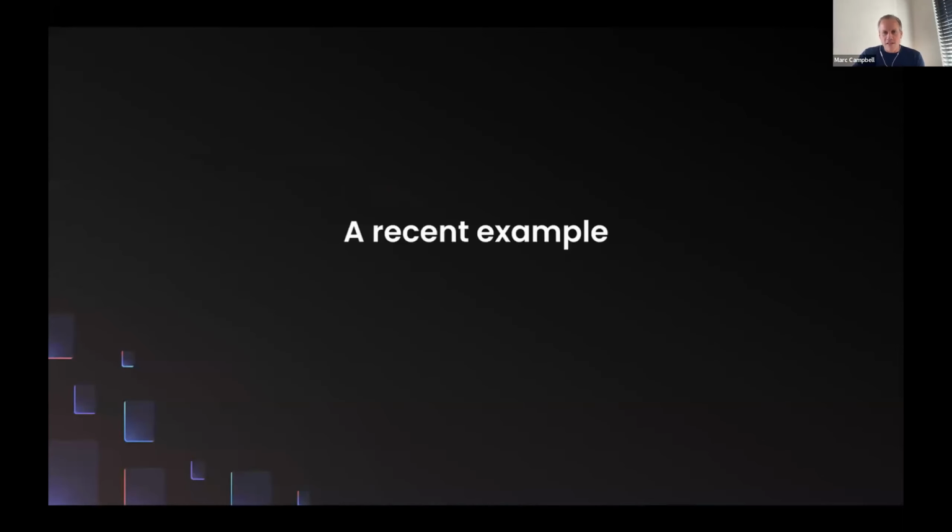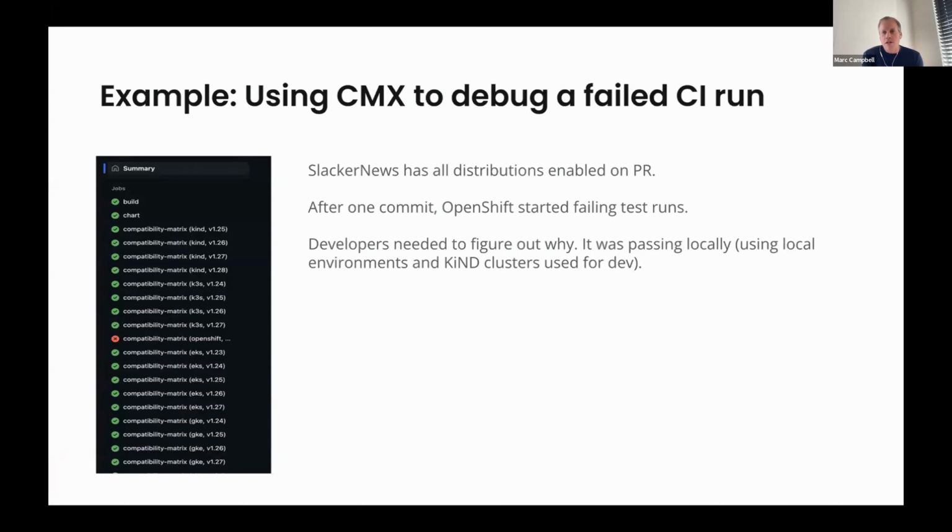So I'm going to go through a recent example of us using Compatibility Matrix to debug a failed CI run. We have a test application called Slacker News. We test every pull request in GitHub against all of the different distributions on Compatibility Matrix, and it's generally green, where everything is working fine. You can see this PR in the Slacker News repo. This is an actual thing that happened recently.